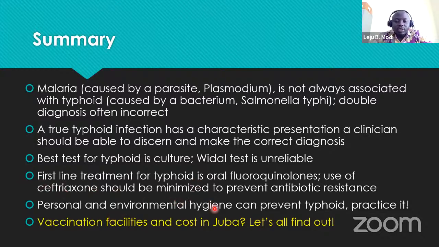Personal and environmental hygiene can prevent typhoid. Let's practice it, okay? It begins with us cutting our fingernails, washing our hands every now and then, preparing food in a very clean way. These are things we should always be keen on and actually educate ourselves on, beginning from home, before we really go outside of the house.